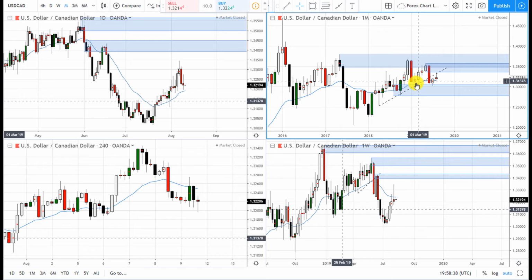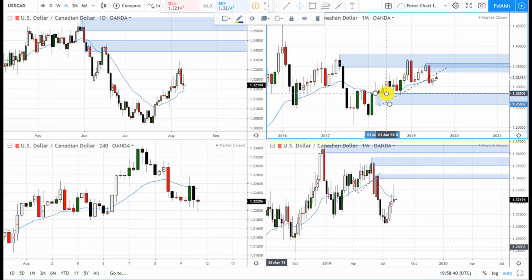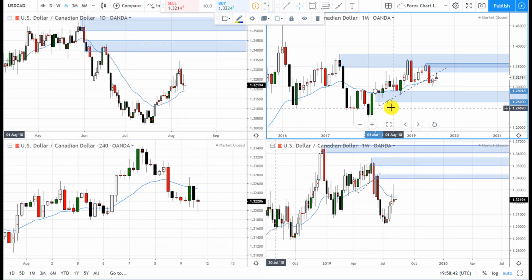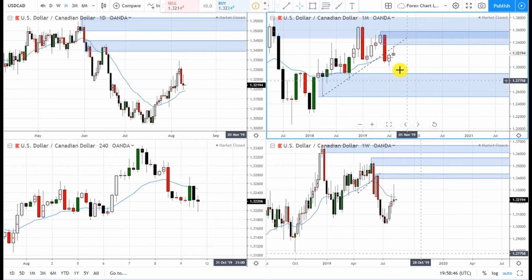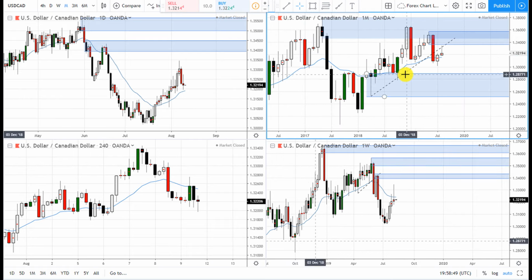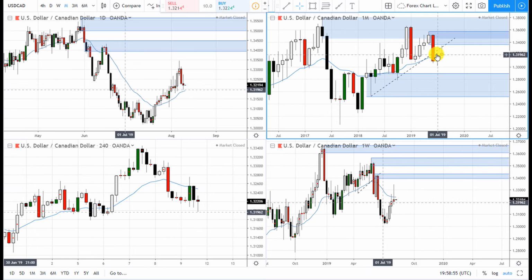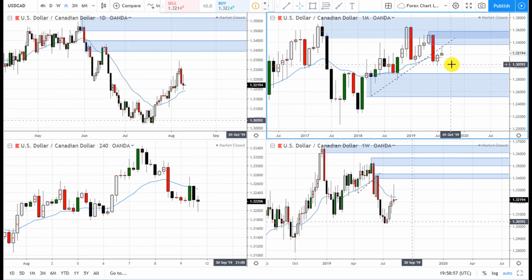I'm sorry, this level of demand, this is not the level of demand. This is, so yeah, this is the level of demand that has been tested and then rallied up to this level, dropped, and then created this one. And so this level is not demand.